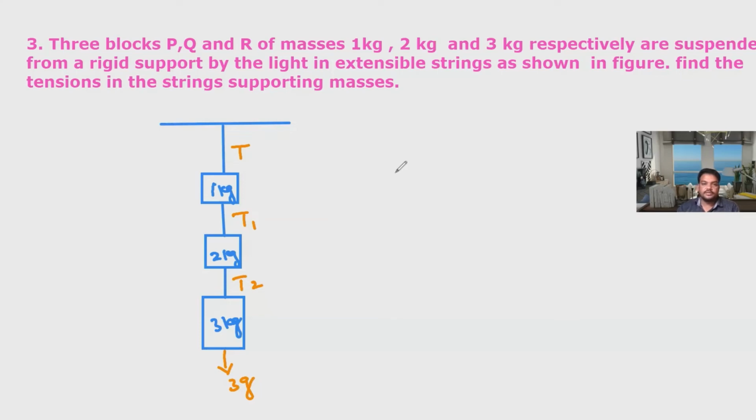Let's start with the 3 kg body. Weight acting downward, tension force acting upward. Then T2 equal to 3g. Equation 1.